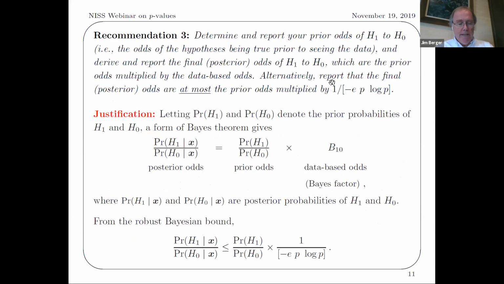Then finally, recommendation 3: having the database odds is nice, but these days we also have to worry a lot about prior odds. So we find the prior odds of H1 to H0, and then you find the posterior odds by essentially using Bayes' theorem. Here's Bayes' theorem stated this way: if we have the prior probability of H1 and the prior probability of H0, then a form of Bayes' theorem says that the posterior odds, so the probability of H1 given X, the posterior probability of H1 given the data, and the ratio of that to the posterior probability of H0 given the data, is the posterior odds. And a form of Bayes' theorem says you get that by multiplying the prior odds times the database odds, or Bayes factor.